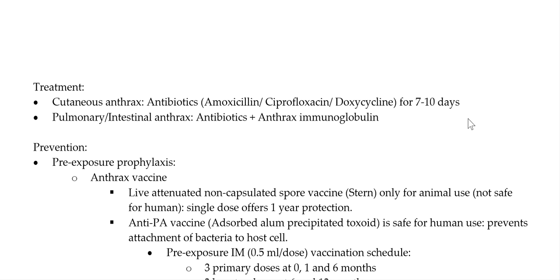If it is pulmonary or intestinal or disseminated anthrax, then along with antibiotic, you should also give anthrax immunoglobulin because toxin has entered into systemic circulation and that has to be neutralized. And to prevent further release of toxin, you should clear the bacterial infection, which will be done by antibiotics. That's the simple principle we have to remember.